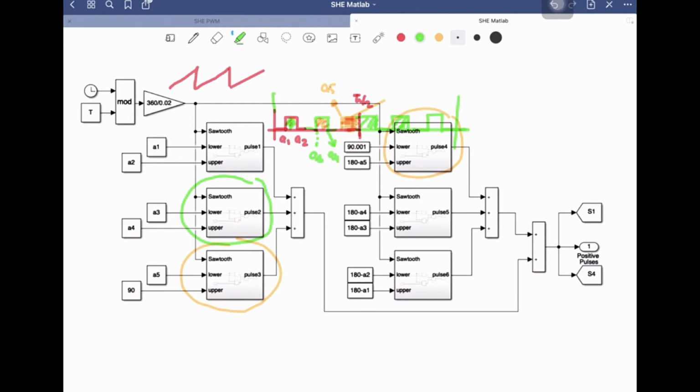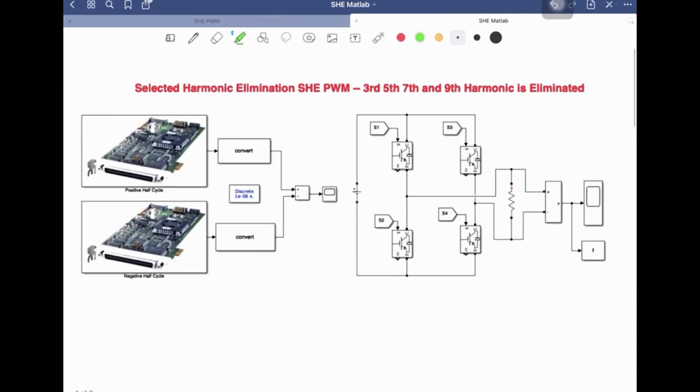Right? So we have constructed the pulse train for the positive half cycle of the output voltage waveform. Similarly, if we make a copy of this block diagram and adjust these limits A1, A2, A3, A4, A5 and 90, we can get a pulse train for the opposite switches. Which switches? These two, because these are to be switched in the negative half cycle, and these are to be switched in the positive half cycle.